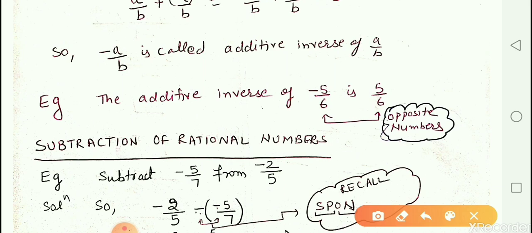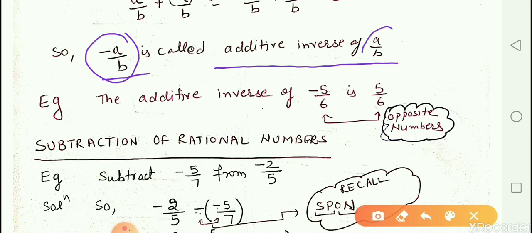So, negative a upon b is called the additive inverse of a upon b. That is, negative a upon b is the opposite of a upon b. Now let us take an example. We have to write the additive inverse of negative 5 upon 6. It is a negative number, so its opposite number is positive, and this is the additive inverse of this.